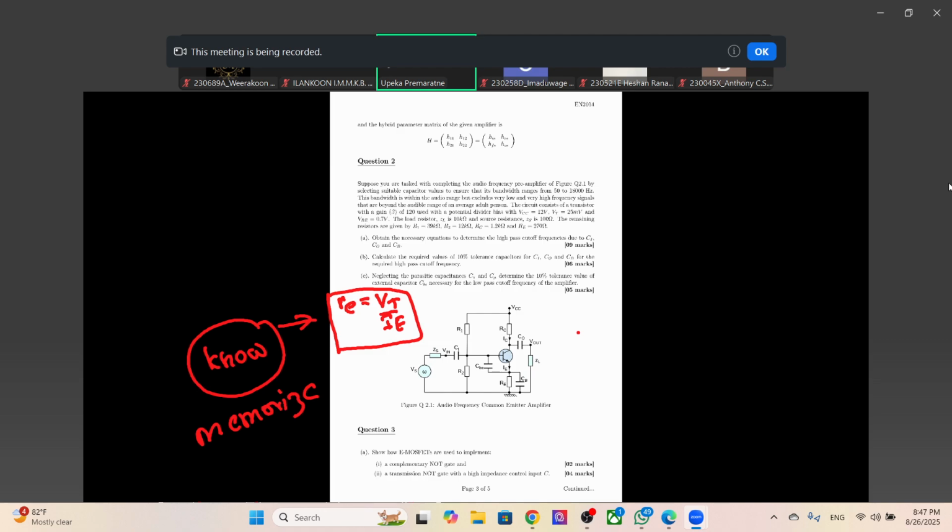Here you can see the external capacitor is already given, to avoid any confusion. So this is a very similar question.